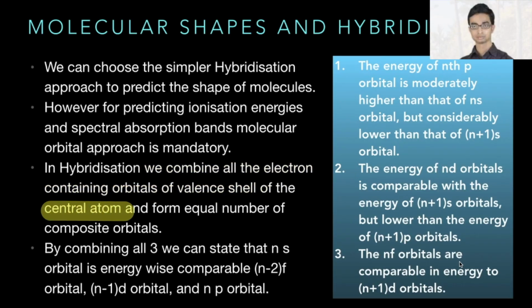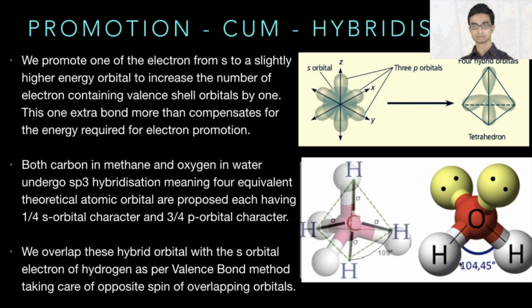In the previous episode, we discussed the finer points of energy levels of atomic orbitals. Using them, we can state that the nth s orbital is energy-wise comparable to the (n-2)th f orbital, (n-1)th d orbital, and nth p orbital. Hence, we promote one of the electrons from s to a slightly higher energy orbital to increase the number of electron-containing valence shell orbitals by 1. This one extra bond more than compensates for the energy required for electron promotion.